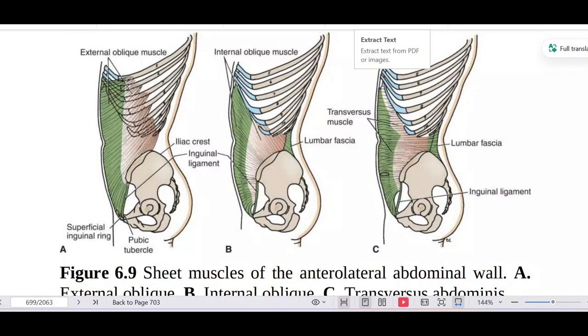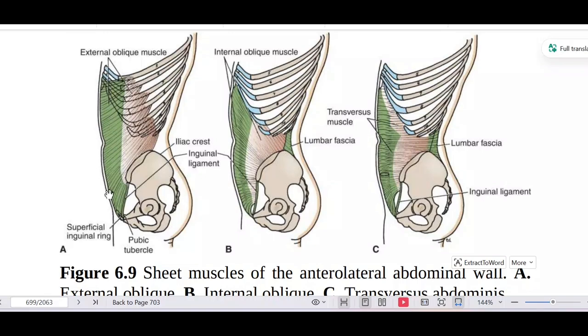Now here you can visualize the insertions of the external oblique. As you can see, this one muscle is the external oblique. This figure A is actually representing the external oblique, and you can also see the fibers. These fibers are coming forward, anteriorly and downward. If you notice these lines, these black light lines. Okay, so the insertion of the external oblique is on the xiphoid process, then on the linea alba.